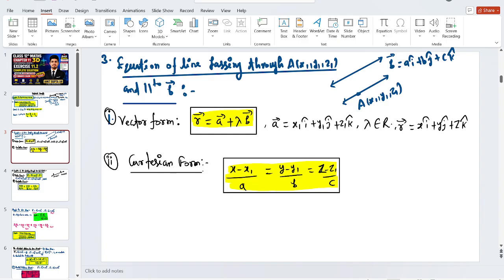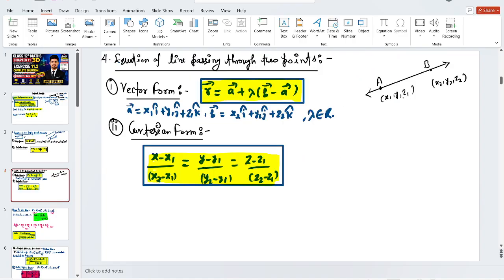And its Cartesian form is this: x minus x1 by a equal to y minus y1 by b equal to z minus z1 by c. It passes through the point x1 comma y1 comma z1 and is parallel to the line a i cap plus b j cap plus c k cap, meaning its direction ratios are a b c. I hope it is clear to you. So come to the next.